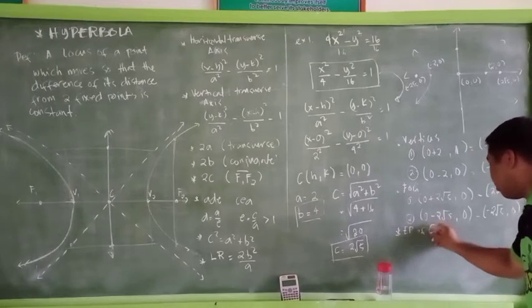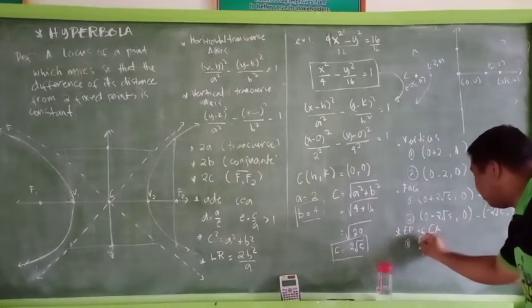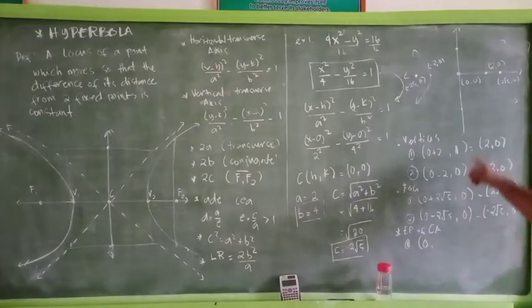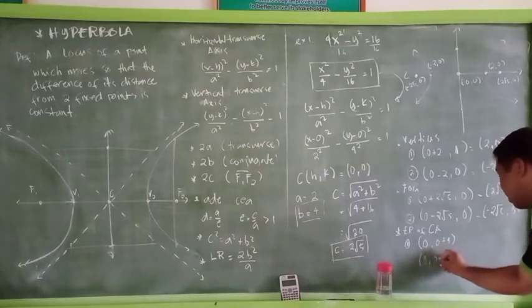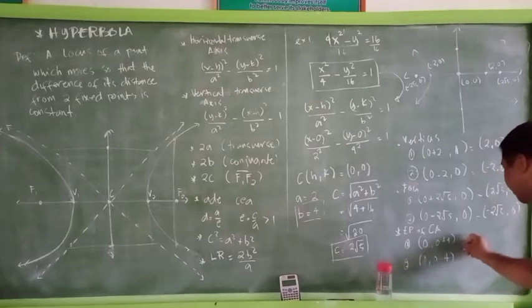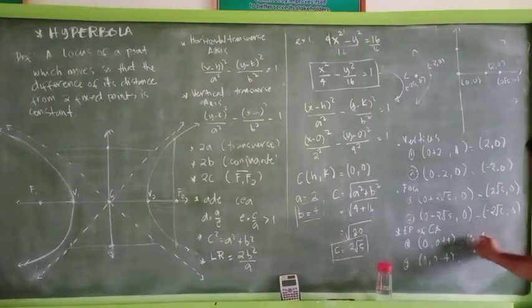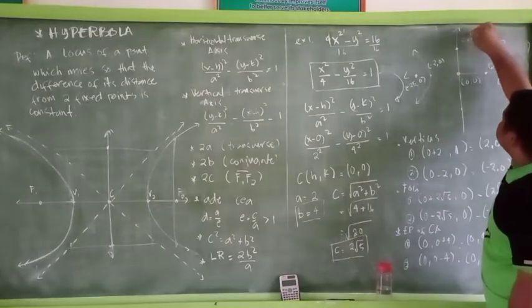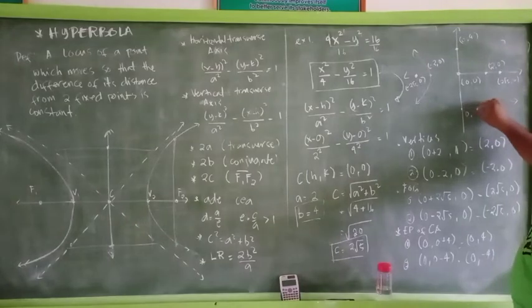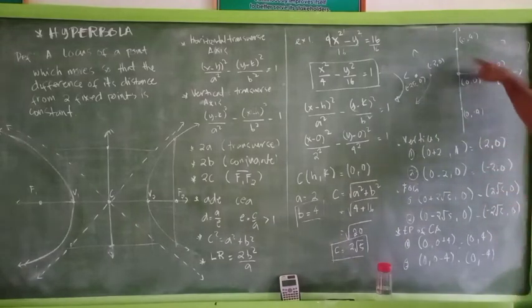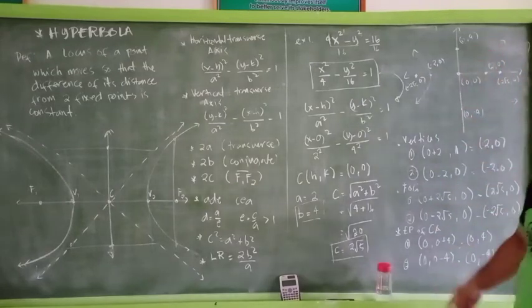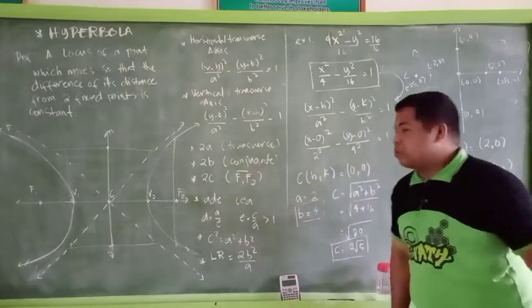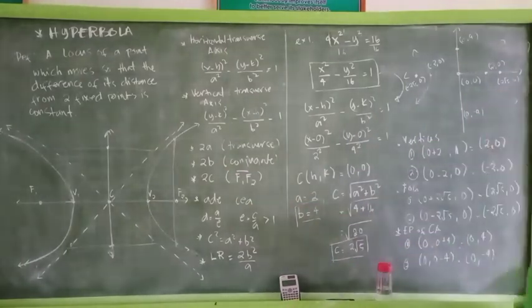So, lagyan natin dito. Endpoints of conjugate axis. So, number 1. So, 0 yung X natin, tapos yung Y natin, dun tayo mag-add ng 4, tapos mag-subtract ng 4. So, coordinates natin, meron tayong 0, 4, tapos 0, negative 4. So, ito, 0, 4. Ito, 0, and negative 4. Endpoints siya ng conjugate axis natin. Kung i-add natin tong distance natin dito, magiging 8 siya. Kasi that is equals to 2B. So, 2 times 4, that is 8.